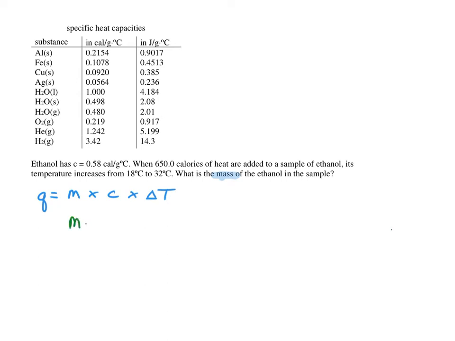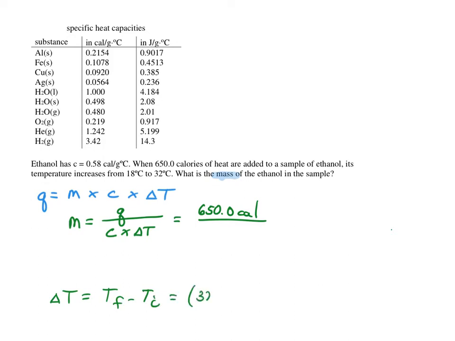Okay, and we have mass is going to be equal to our heat divided by our specific heat capacity and delta T. All right, so let's just put in our values. We have 650.0 calories. We're going to divide by our specific heat capacity and our delta T. So we need to calculate our delta T. Delta T is going to be equal to TF minus TI, which is 32 minus 18 degrees C. That gives us 14 degrees C.